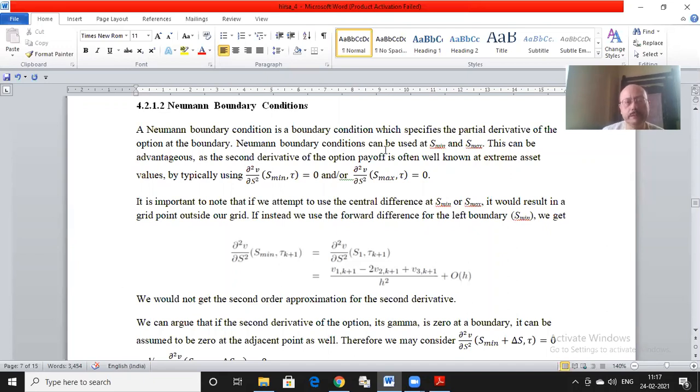So Neumann boundary conditions can be used at both the minimum and the maximum. This is sometimes useful. This can be advantageous, as the second derivative of the option payoff is often well known at extreme asset values. Typically, what happens is this kind of derivatives gets flatter and flatter as you go far out to the left or far out to the right. So a typical Neumann boundary condition would be specifying the second derivatives at the minimum and the maximum stock price to be 0.